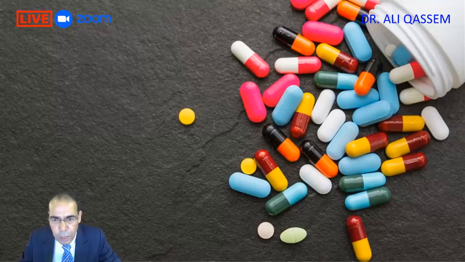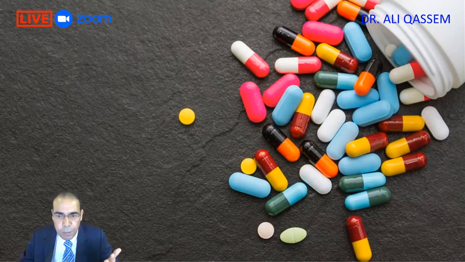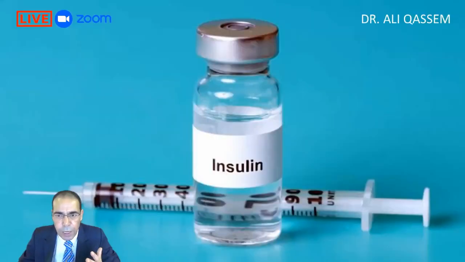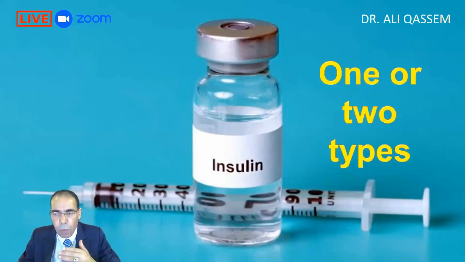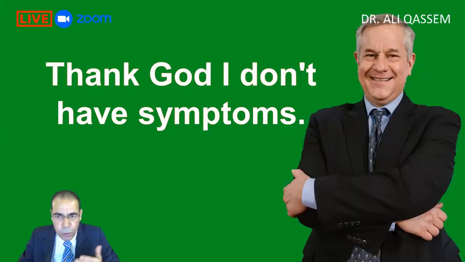Then the doctor will start giving you one medication, then two, then three, then four, just like what happened with me. First metformin, then Jardiance, then Tragenta, then Diamicron, or see which one first. Then the medicine will not give any results. Then you need to have insulin injections, one or two types, maybe start with one, then another type, then the dose will be 40, 100, 200, it depends on your case.